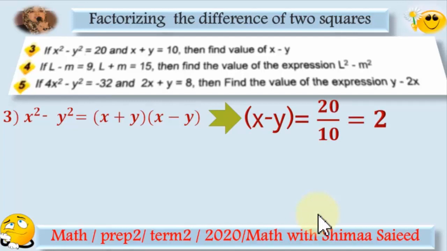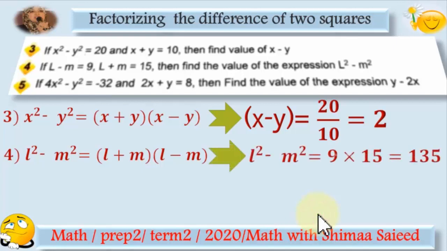What about the second question? If L minus M equals 9 and L plus M equals 15, then find the value of the expression L power 2 minus M power 2. You know that L power 2 minus M power 2 equals L plus M times L minus M. And if you want to calculate L power 2 minus M power 2, you must multiply L minus M by L plus M. Multiply 9 by 15, L power 2 minus M power 2 equals 135.